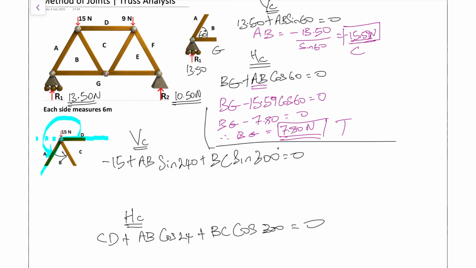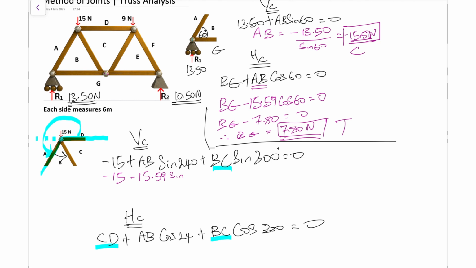Now we can go ahead and do our substitution. The known value is AB. We don't know what BC and CD would be at the moment. In this equation we only have BC as an unknown, whereas down here we have BC and CD as unknowns. What that should mean for you is we need to solve the vertical force components first. So let's do the solving. We have negative 15 there. We already know what AB is. AB is negative 15.59.